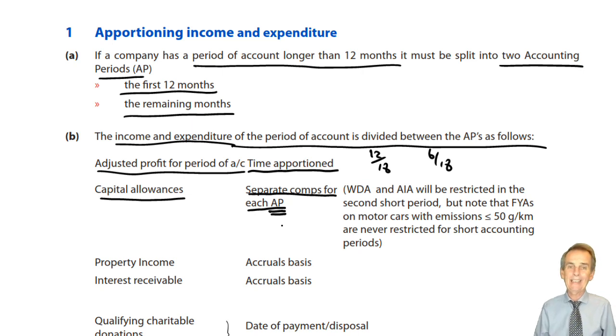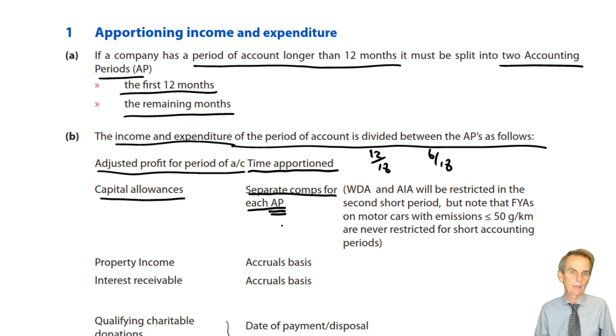Now, as we said, if anything, in terms of capital allowances computations for companies, they're easier than when dealing with individuals and unincorporated trades. Why? There's no private use issue.